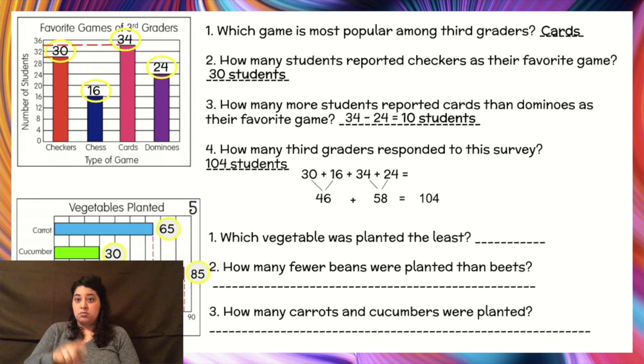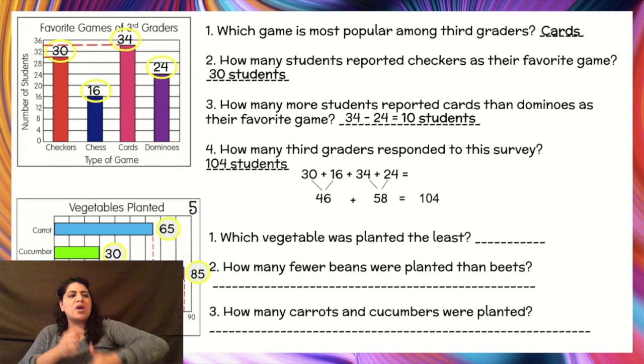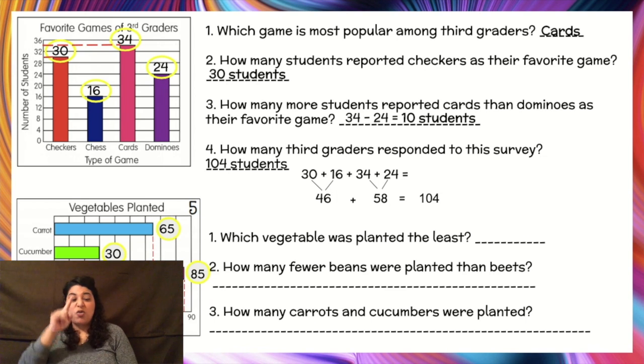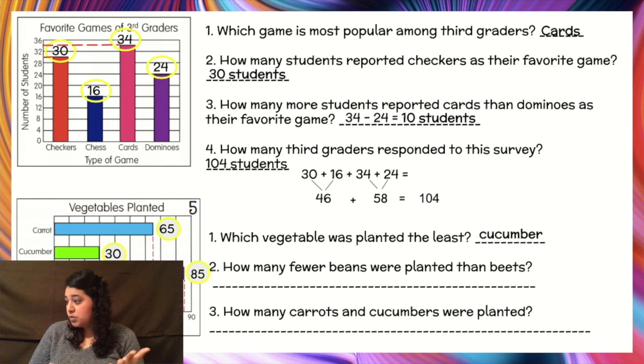It says, which vegetable was planted the least? That's easy. All I have to do is look for the smallest category. And if you just eye it, you should get the answer cucumber. Okay, that is the least planted category.